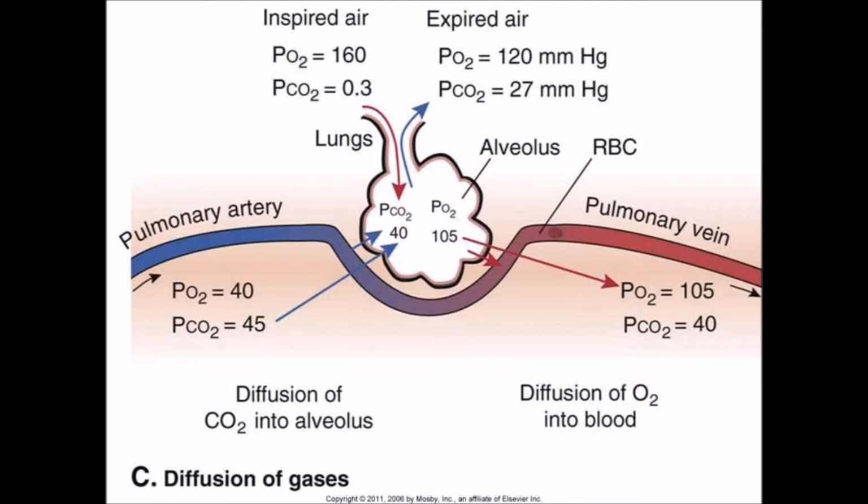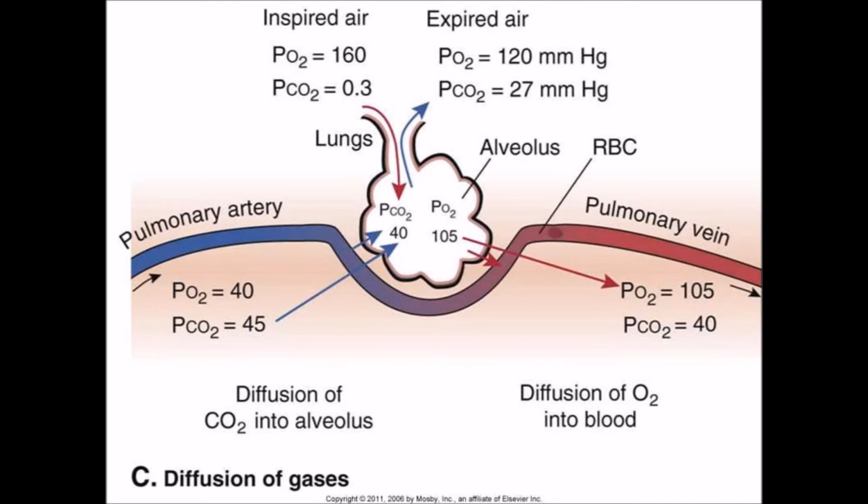So this picture kind of explains everything I've already talked about. When we look at the inspired air on the top left, we see the PO2 is 160 and the PCO2 is 0.3. So that's just the air that we're breathing in. And so you can see that the PO2 is much higher than the PO2 that's coming in from the blood, that's coming from the pulmonary artery. So straight from the heart into the lungs, into the alveolar sac right there in the middle.